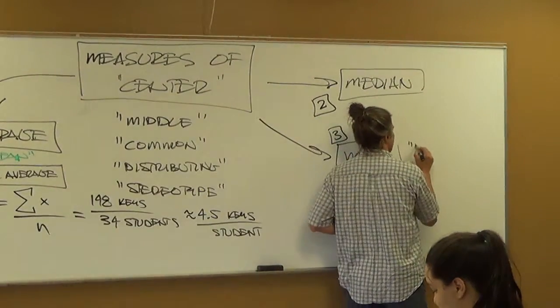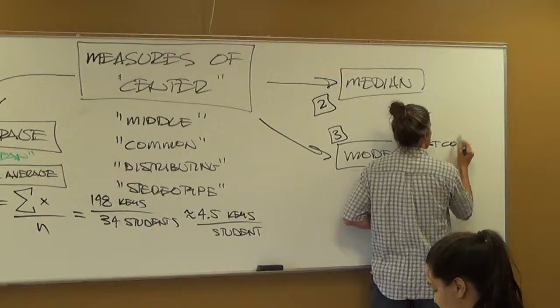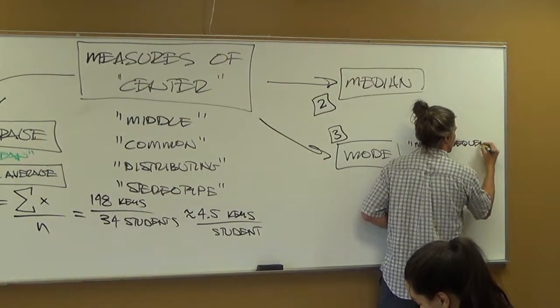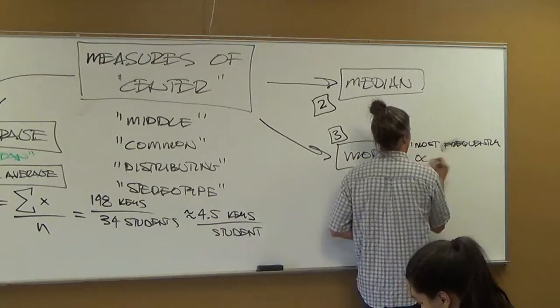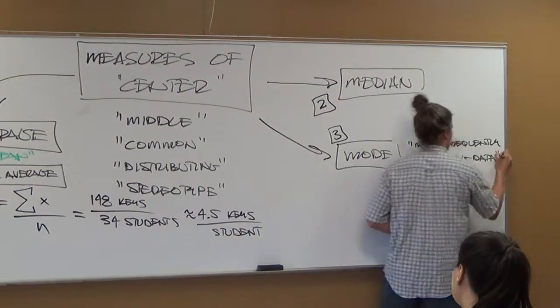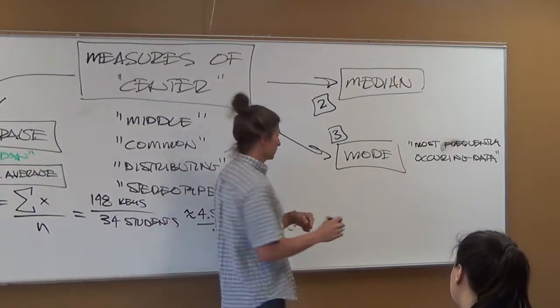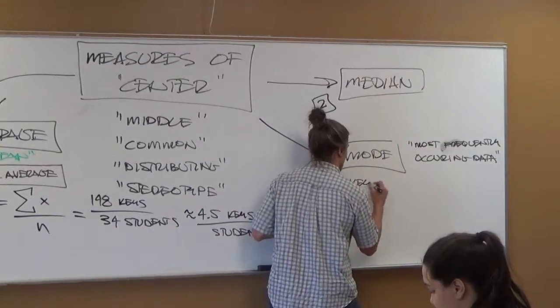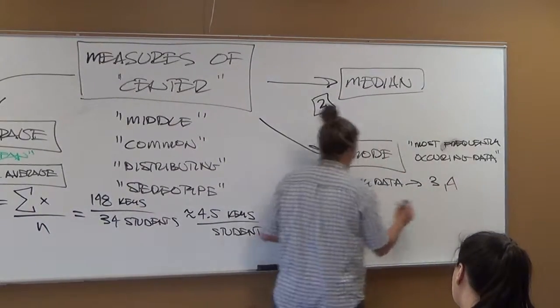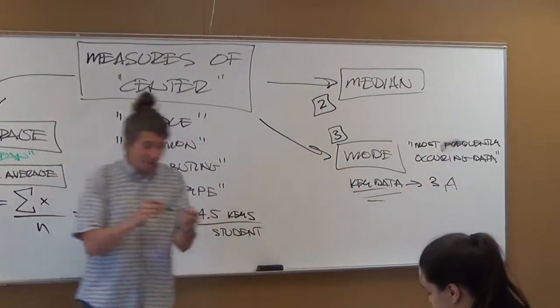This is like Lydia said, the most frequently occurring data. Beautiful. For our key data, 3 and 4 are the modes. We have 2. You can have multimodal data.